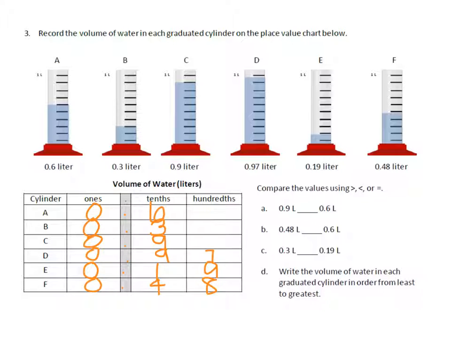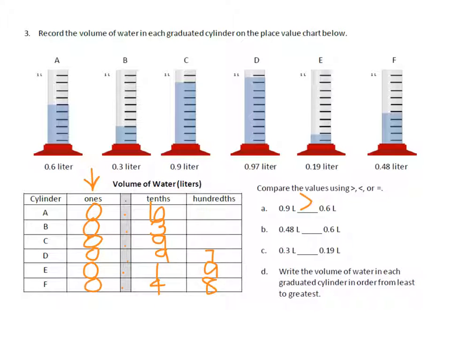Now let's look at A through C. It says to compare the values using greater than, less than, or equal to. Remember, to compare, we are going to start at the greatest place value, which in this case would be the ones. Since all the values are the same, we would need to compare the tenths. Go ahead and complete letters A through C. Pause the video while you work and replay when you are ready.